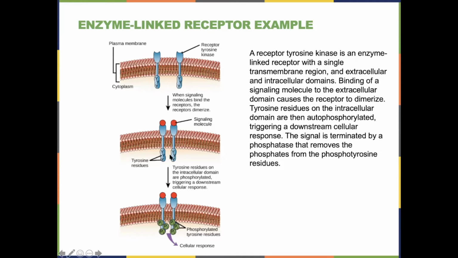In this case, the receptor itself on the intracellular side contains various different tyrosine residues. Tyrosine is one of the kinds of amino acids that can be phosphorylated. We can add a phosphate group onto it. And for this particular enzyme, when that occurs, this activates it, and that addition of the phosphate group then will allow it to interact with other proteins and activate them and create ultimately the cellular response.